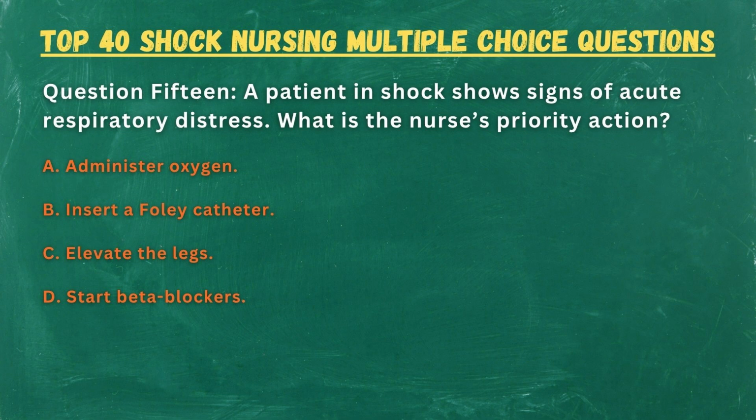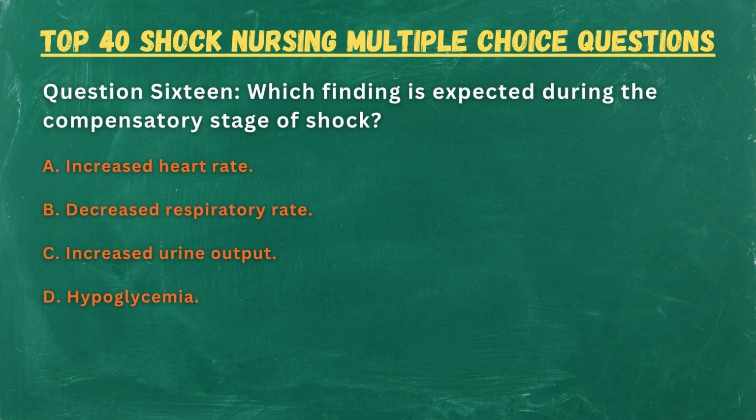Question 15. A patient in shock shows signs of acute respiratory distress. What is the nurse's priority action? A. Administer oxygen. B. Insert a Foley catheter. C. Elevate the legs. D. Start beta blockers. Answer: A. Administer oxygen.